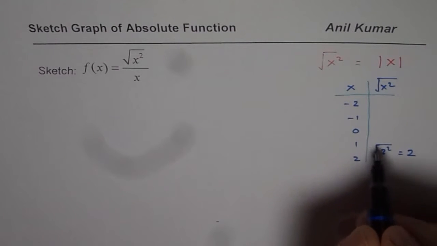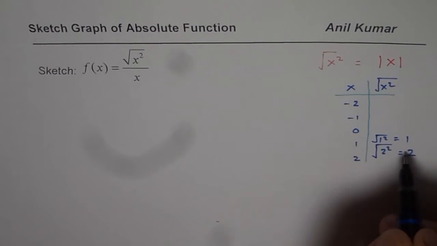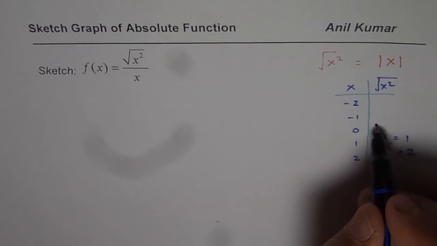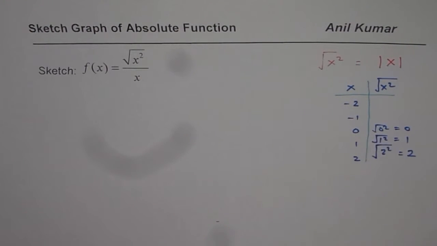How about 1? In that case, square root of 1 squared is 1. So you get the same number. You see, in these two cases you get the same number, and square root of 0 squared will be equal to 0. You again get the same as x. So you are kind of right when you're dealing with numbers which are greater than or equal to 0.